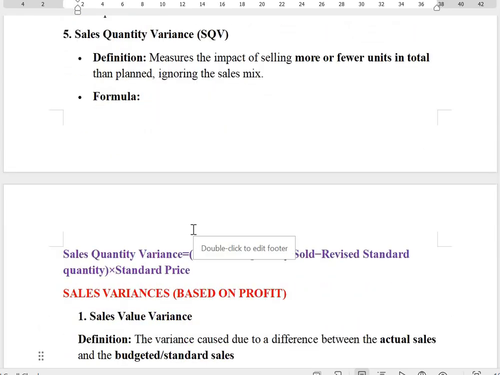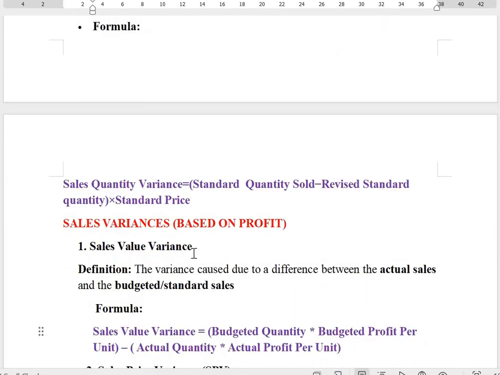The next one is based on the profit method. Here we can calculate the sales variance based on the profit. Profit is nothing but the selling price minus the cost price. When you are making a sale, what is the cost incurred for the particular quantity sold? That price will be there. So for each and every sale, we are going to find out the profit: selling price minus cost price gives profit. Based on the profit per unit, we are going to compute the sales variance.